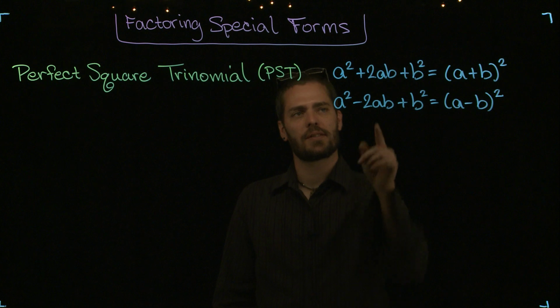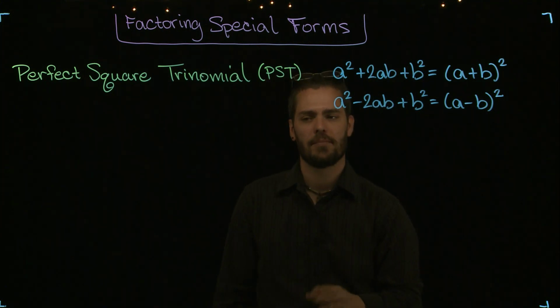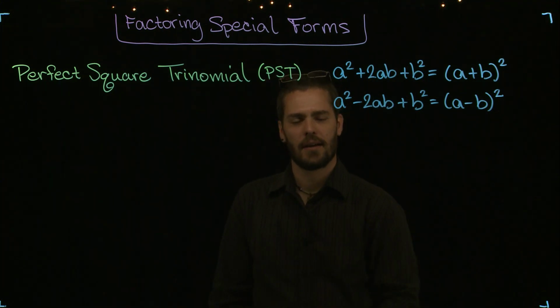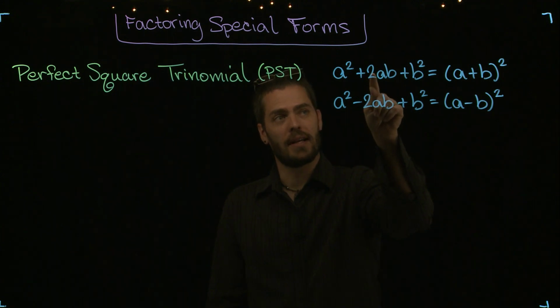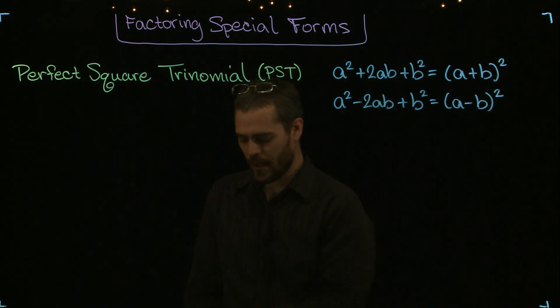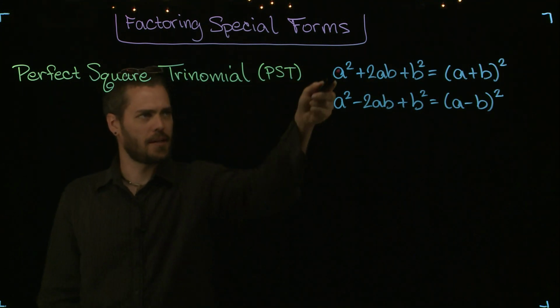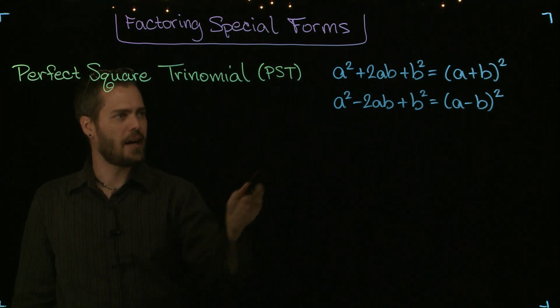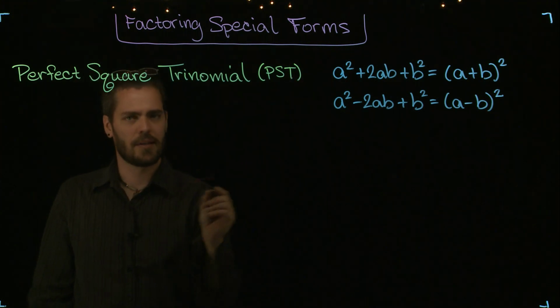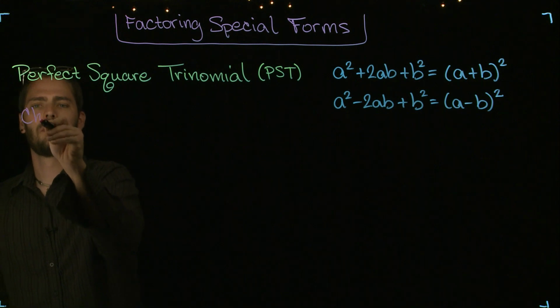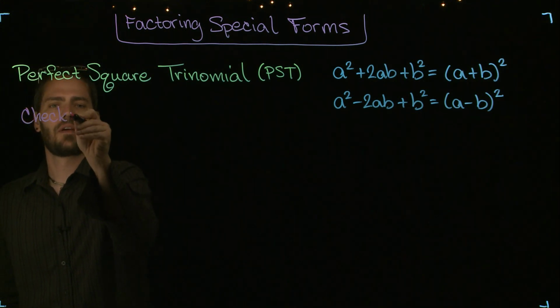Oftentimes people ask me, where does the 2 come from whenever I'm showing how to solve these things? Well, it's always in the formula. It has to be there, and let me show you why. Let me go ahead and check the positive case, and I leave it to you to check the negative case, but here's where that 2 comes from.